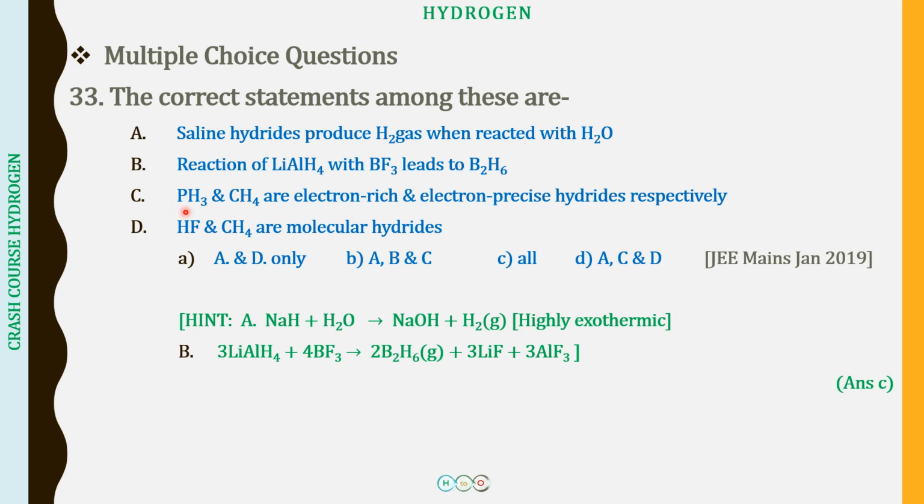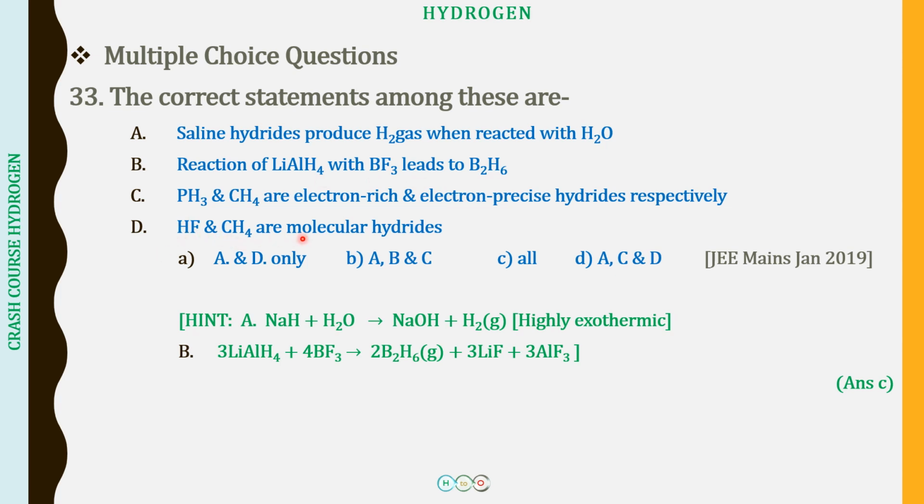The next we have is PH3. This is electron rich hydride. So phosphorus, this is a group 15 element. It has one lone pair of electrons. So this is going to be electron rich hydride. CH4, carbon, group 14 element. So this is going to be electron precise hydride.